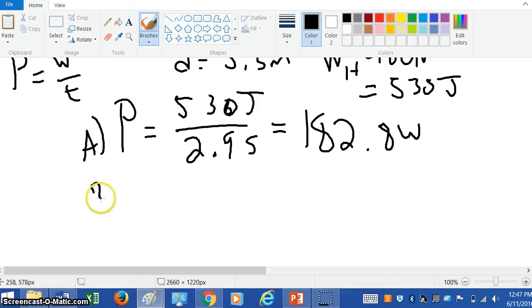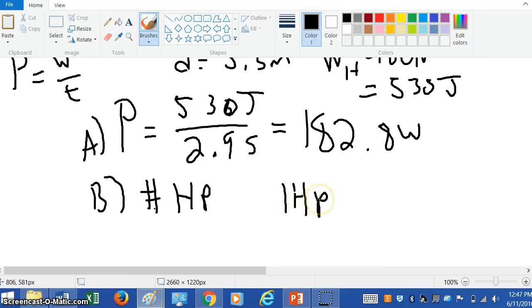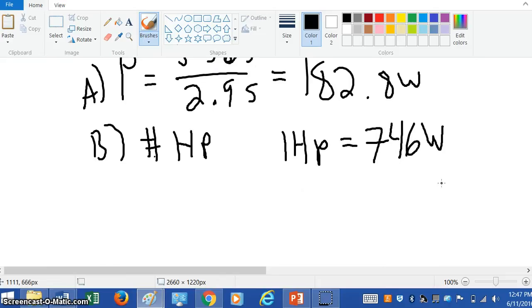If part B asked what's the number of horsepower, so we want to know the number of HP, the conversion factor is, of course, 1 horsepower is equal to 746 watts. If you look at the back of the front cover of the textbook, that'll be in there under energy. And so let's convert this from 182.8 watts to horsepower. Right?